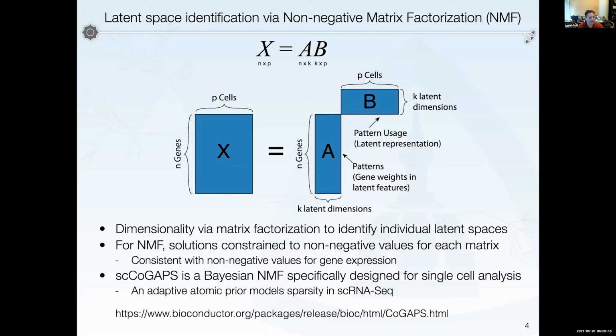So the benefits of non-negative matrix factorization here are that the solutions to this are actually constrained to be non-negative values, which is consistent with what you would see for normal gene expression estimates. We don't actually have negative gene expression.